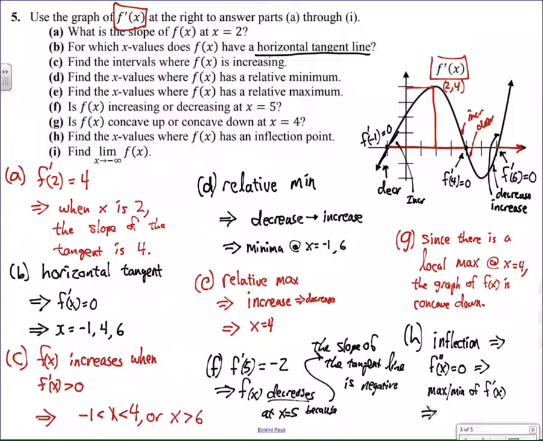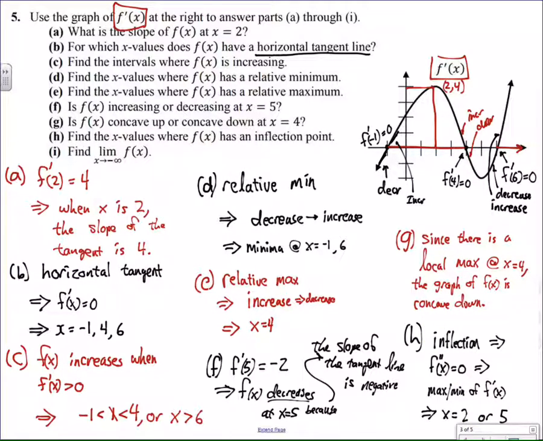And furthermore, they want to know x values where we have inflection. Inflection points happen when f double prime of x equals 0. In other words, it happens at the maximum or minimum of f prime. So f double prime of x is 0 right here, and f second derivative is 0 here. So that's where we have our possible inflection points.